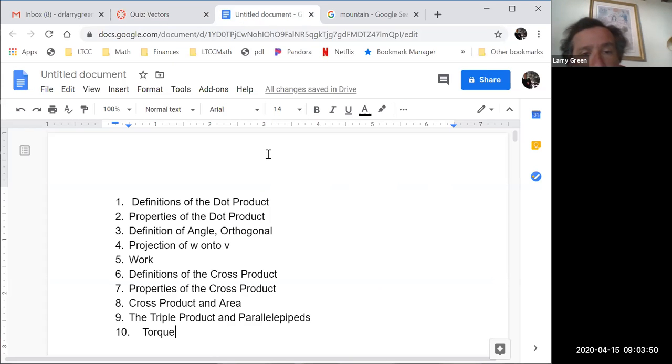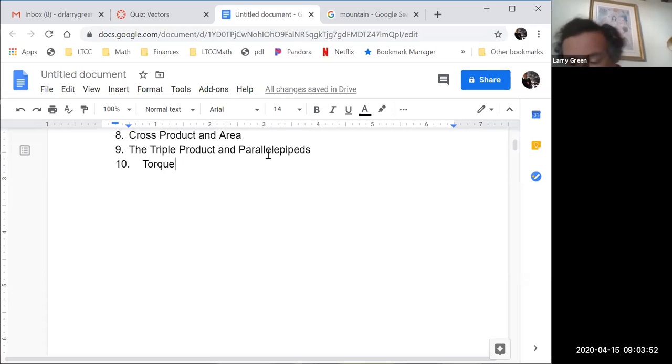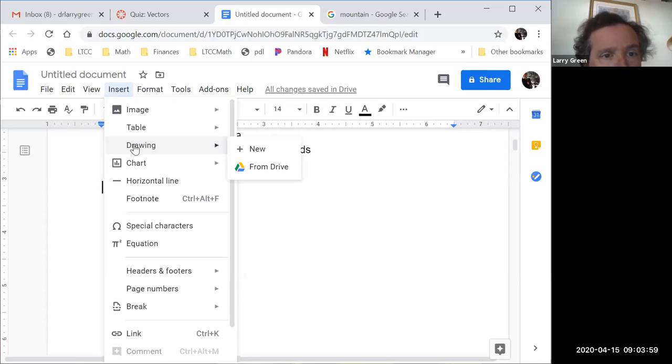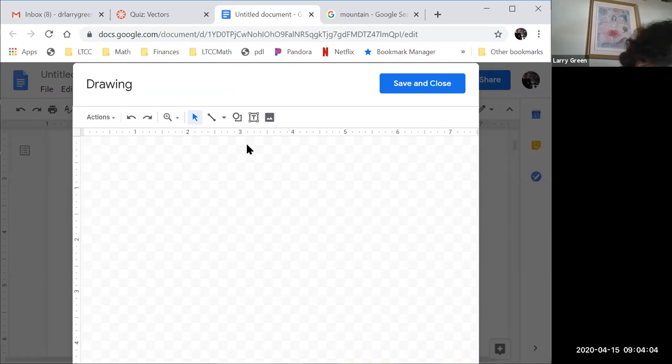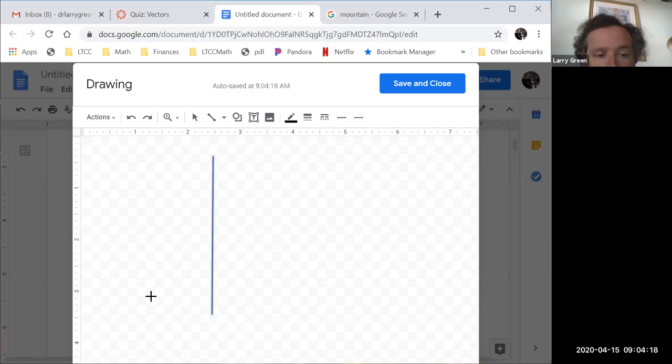Okay, so now I'm going to go over to my document that has a nice sketching tool. And I am going to go to drawing. And let's do the first one. And that is 1, 3 minus 2, 1. So the first thing I'm going to do is I'm just going to draw the axes. And we need some tick marks.